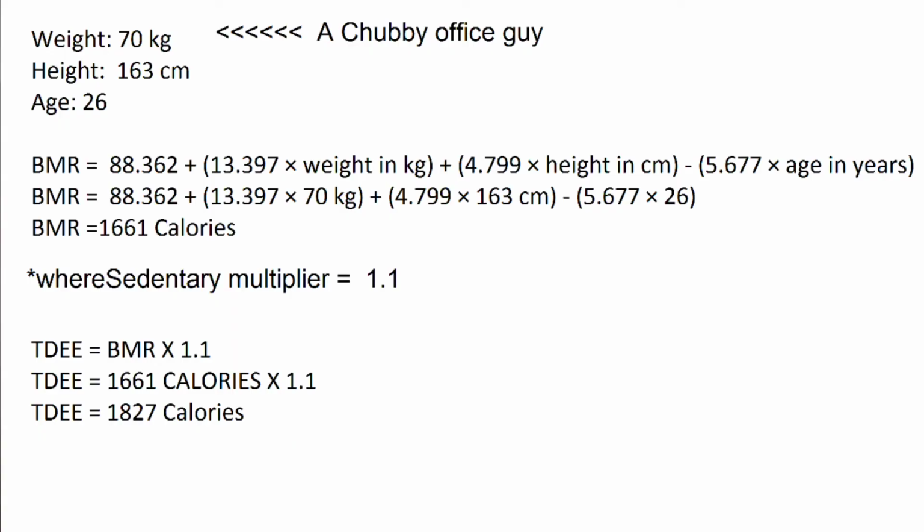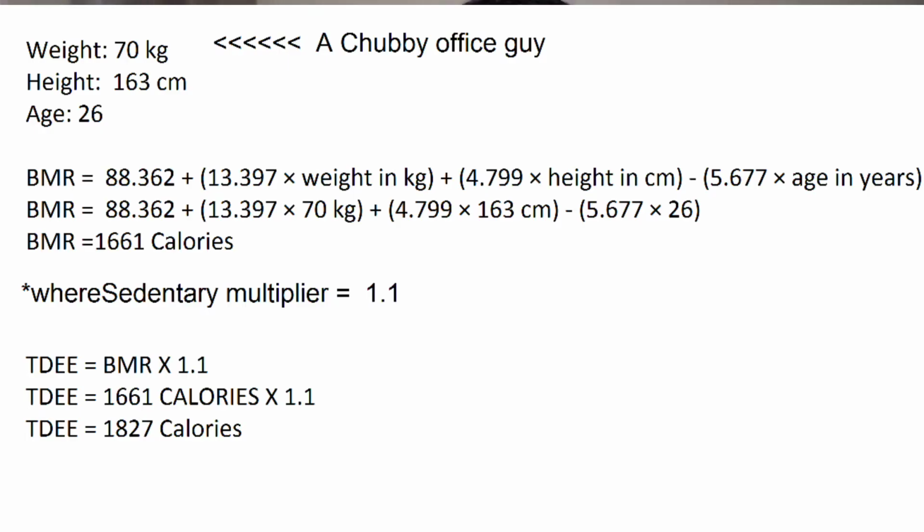So then, Ray, what if he was not a basketball player, but just a chubby office guy with the following stats? Weight again is 70 kilograms, height is 163 centimeters, lower than the previous one, and age is equal to 26 again. Using the BMR formula and substituting, we finally get that his BMR, this chubby guy, is 1661 calories.